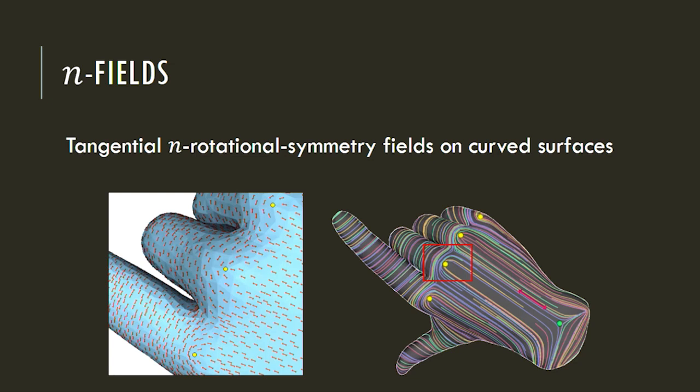We can visualize these fields in different ways. In our talk, we will stick to 2 visualizations, like on the left, where we show one n-vector per triangle, or on the right, where we show some integral lines of these fields.